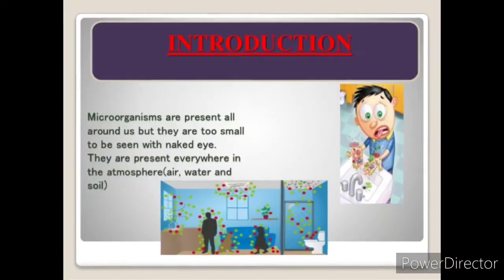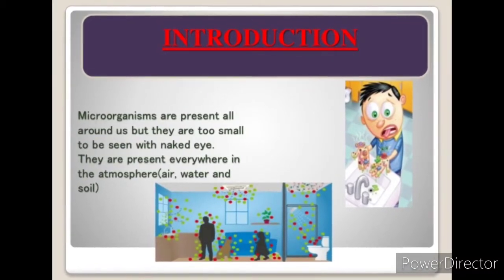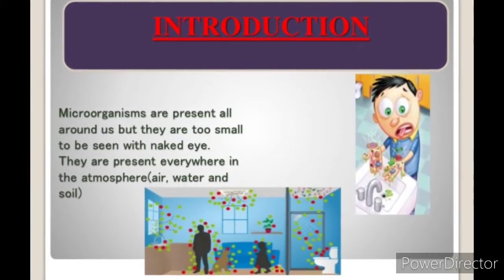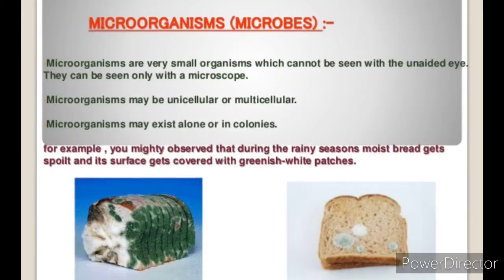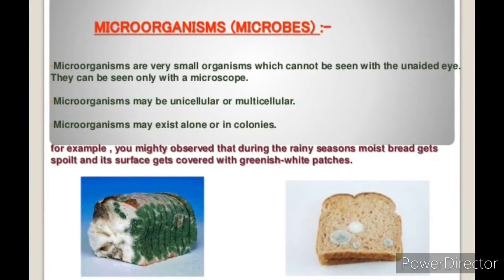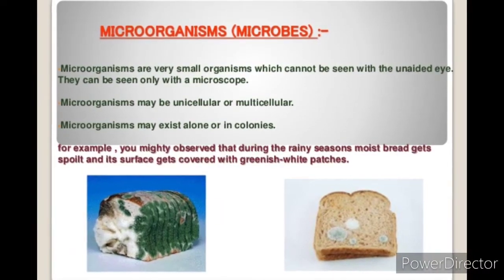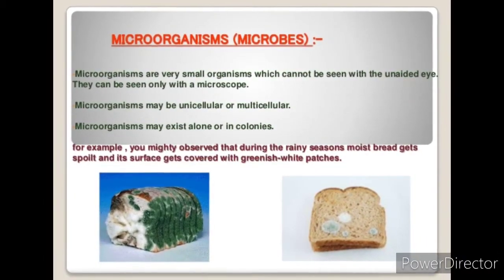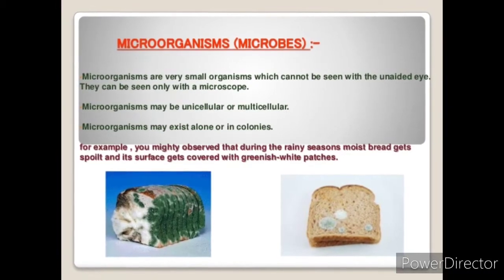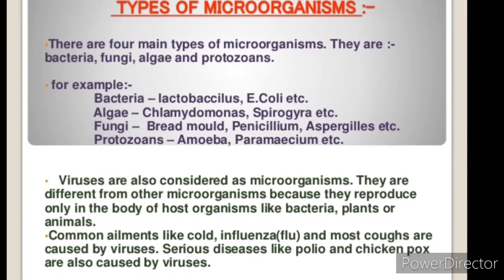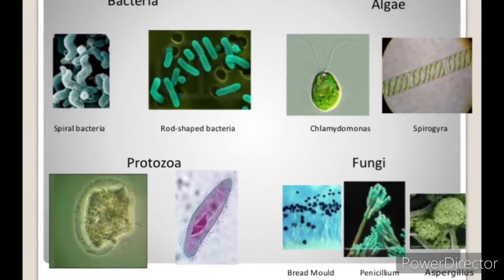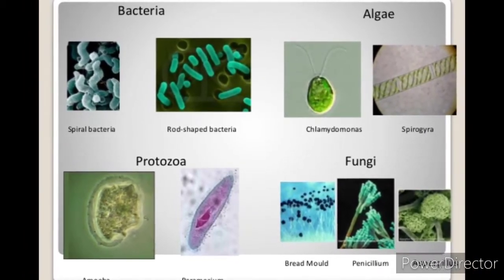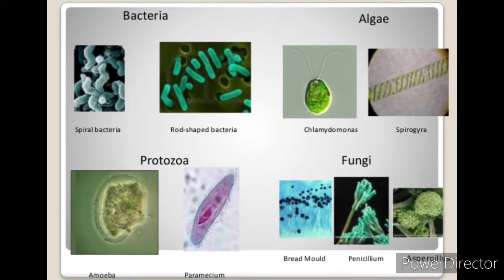Microorganisms are present all around us, but they are too small to see with our naked eyes. They are present everywhere. Microorganisms are also known as microbes. They are very small organisms which cannot be seen. They may be unicellular or multicellular organisms. They exist in colonies or alone. Types of microorganisms, as we already know: bacteria, algae, protozoa, fungi and viruses are the different kinds of microorganisms. They are supposed to be parasitic, symbiotic or saprophytic in nature.